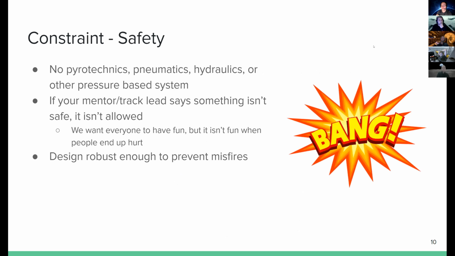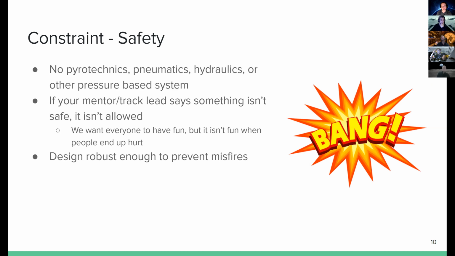Okay, and safety. We're setting a rule now of no pyrotechnics, pneumatics, hydraulics, or other pressure-based systems. We do realize that there are some variants of those types of systems that are relatively safe. But in order to prevent an uncomfortable scenario where we have things potentially exploding, that would be really bad. And especially because these systems would perform differently on the ground versus in a rocket, for example, with vibrations and whatnot, that's just not something we want to mess around with too much. So we're going to preemptively say that we don't want to support any systems like that.